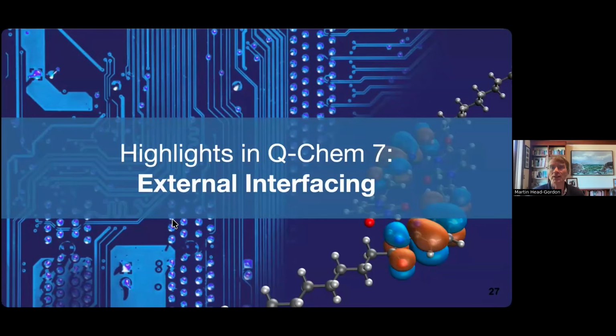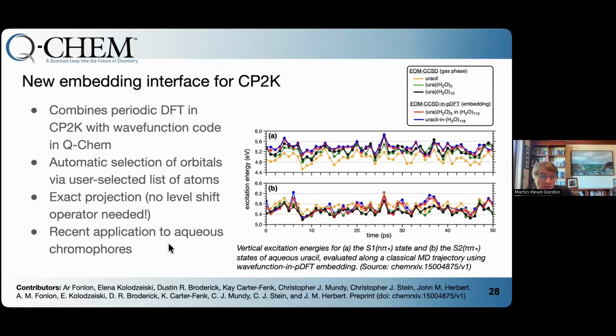And let's see, another thing to mention is external interfacing. So Q-Chem is not an island, but talks to graphical user interfaces, talks to Python. It has a bunch of capabilities that I don't have time to tell you about regarding archiving and the ability to do handshaking with Python. We also have an embedding interface for CP2K to talk to a dynamics code. And this is work done by John's group in collaboration with Christopher Mundy's group and others, including Christopher Stein.